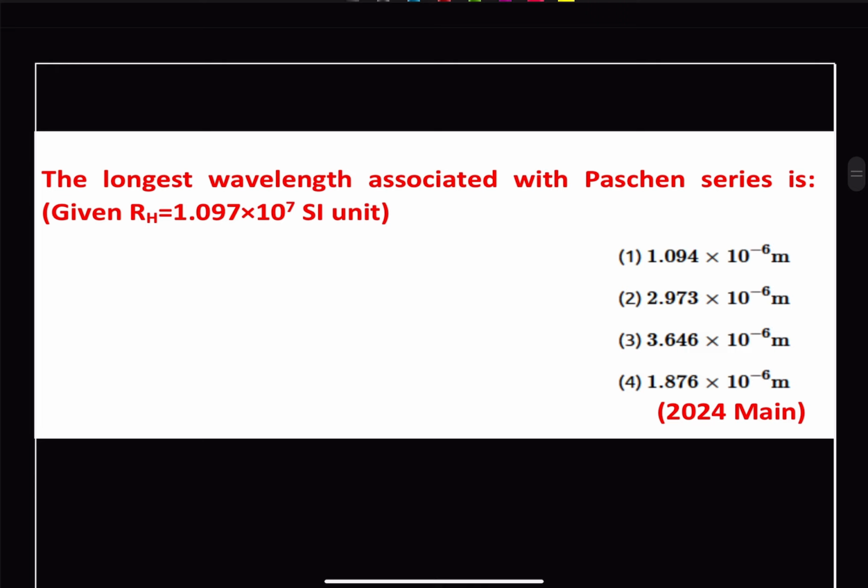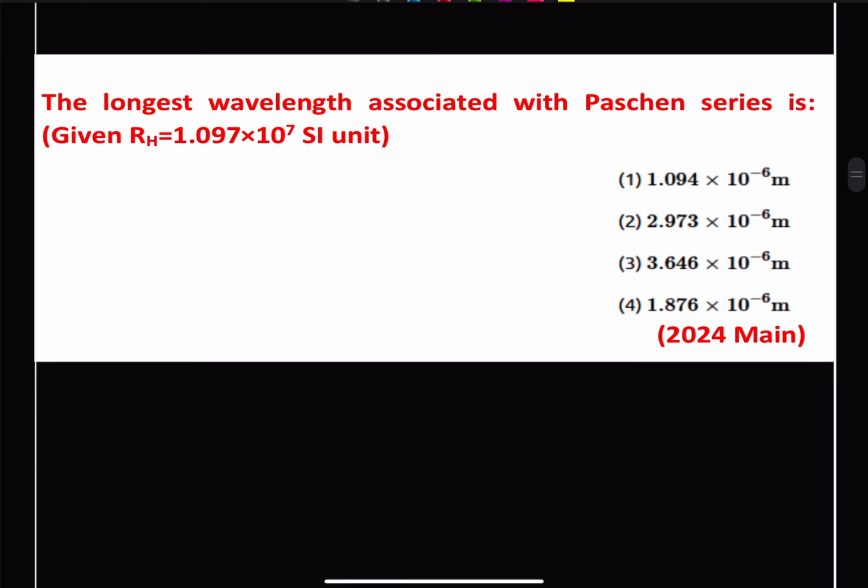It states that the longest wavelength associated with the Paschen series is, given that RH is 1.097 into 10 to the power 7 SI units. So we have to find out for the Paschen series, where the transition should be to n1 equal to 3 from a higher level n2, which should be greater than 3. And we are supposed to find out the longest wavelength.